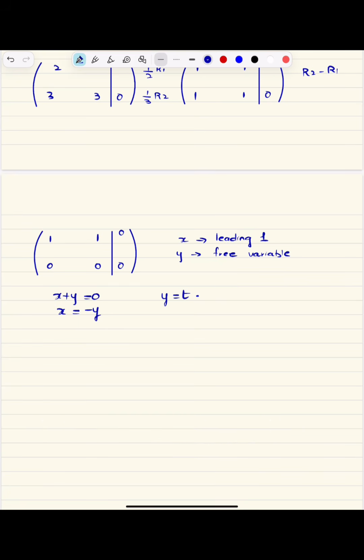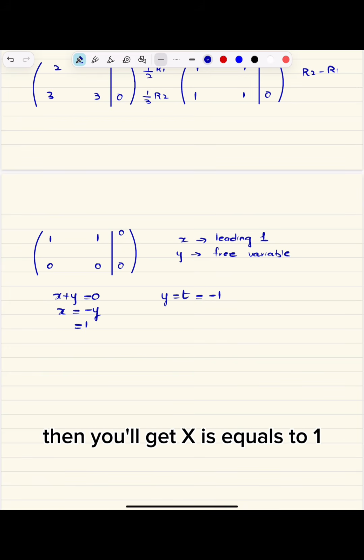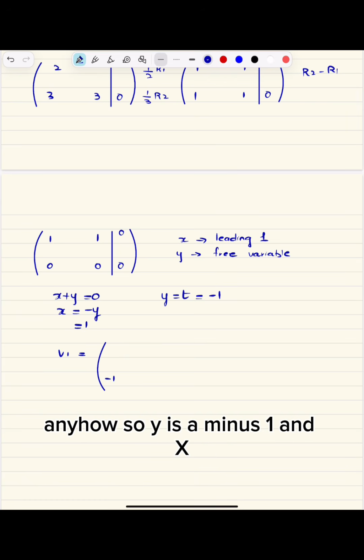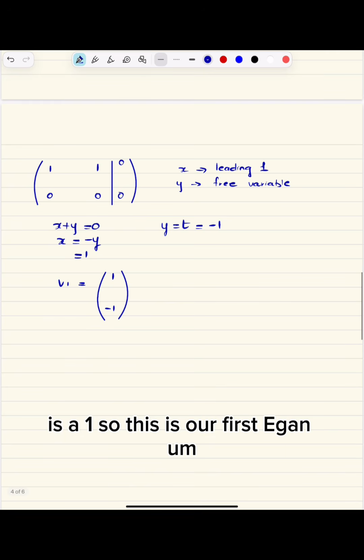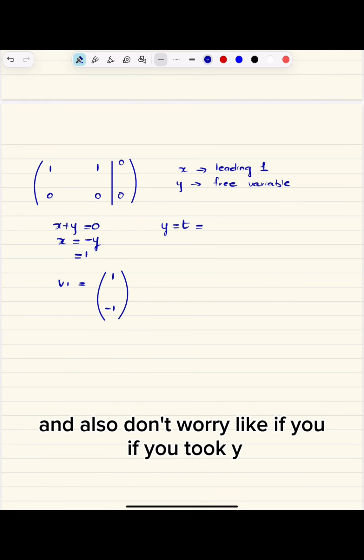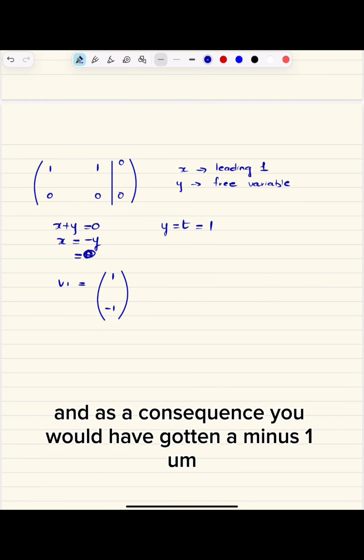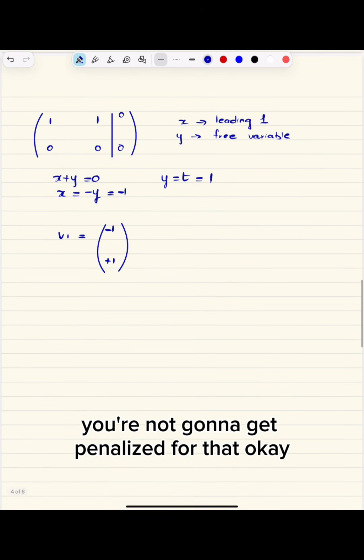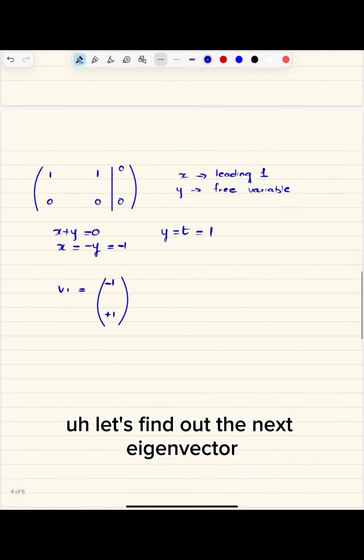So if you take y equal to -1, then you'll get x equal to 1, or it could be the other way around. Anyhow, so y is -1 and x is 1. So this is our first eigenvector. And also don't worry, if you took y equal to 1 and as a consequence you would have gotten x equal to -1, it's the same thing. You're not going to get penalized for that. Okay, let's find out the next eigenvector.